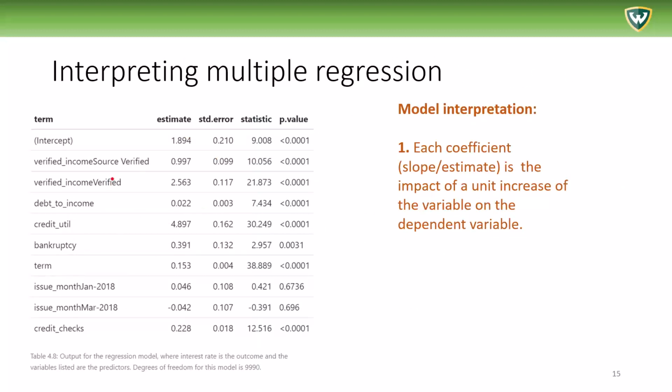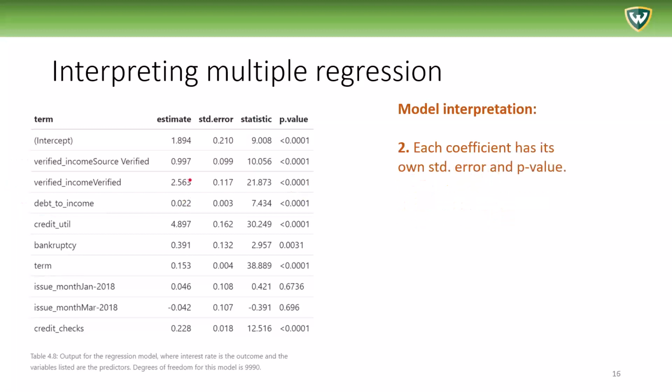When we have a big model with multiple predictor variables, or any model with more than one predictor variable, remember all of them are controlling for the other ones. That's one of the usefulness of the model. Each coefficient, also sometimes called slope or estimate, is the impact of a unit increase of the explanatory variable on the dependent variable. And it's pretty straightforward to interpret.